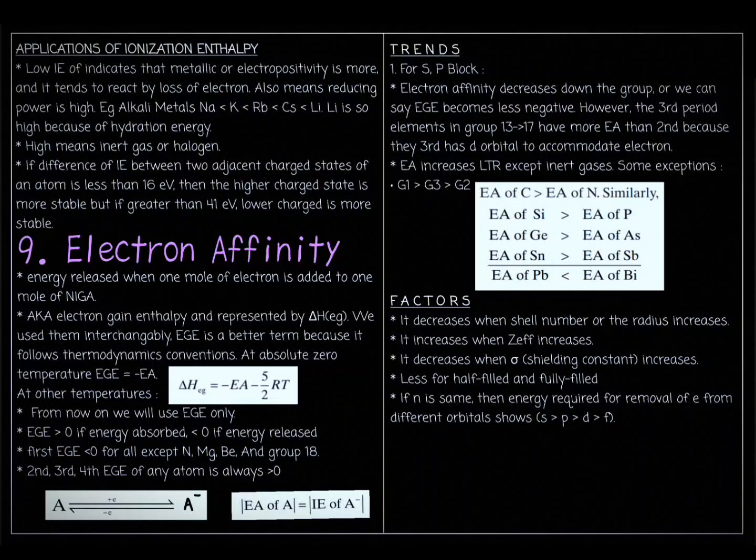Now, applications of ionization enthalpy. Low ionization enthalpy indicates that metallic character or electropositivity is more, and it tends to react by loss of electron. I think that's easy to understand. And it also means that reducing power is high.